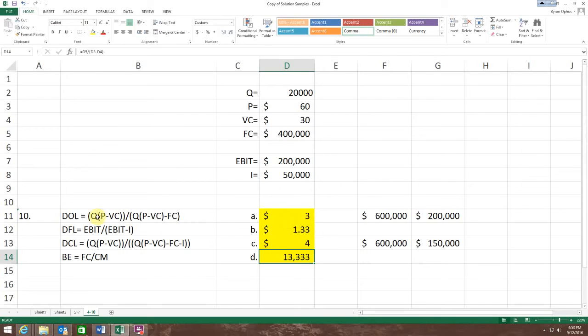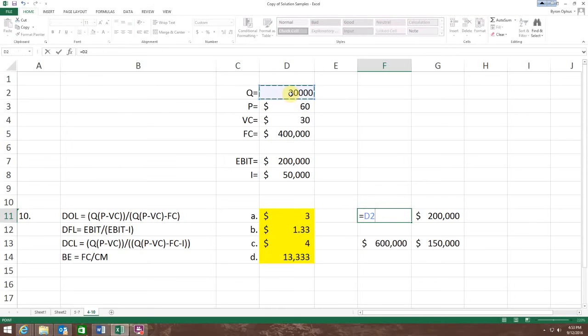This gets to be a case where sometimes these formulas get to be long, and getting all your parentheses correct and everything can really be a pain. Sometimes I might recommend even doing this, which I've done here, and saying, okay, my degree of operating leverage is my quantity times my price minus my variable cost. So my quantity times my price minus my variable cost. Okay, so I'm just going to go ahead and do that.